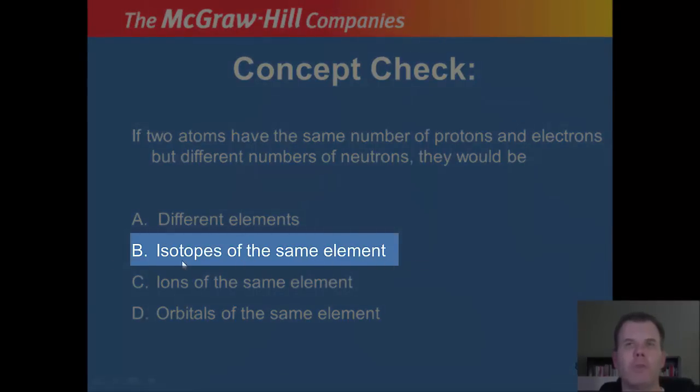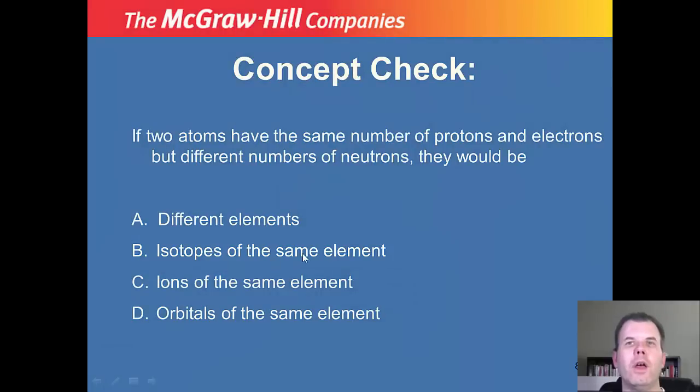So good job. So we just got done talking about isotopes. Isotopes are equal number of protons, but different number of neutrons. So the protons are not going to change. If you change the proton, you change the element. So when you change the neutron, that's when you have the isotopes that are associated with those things. So good job if you got it right.